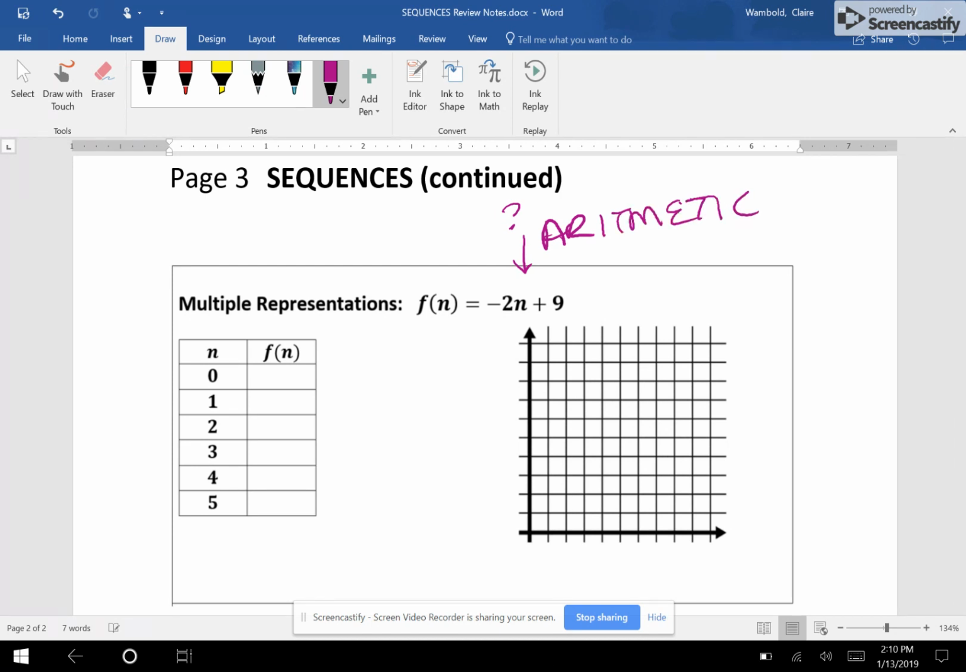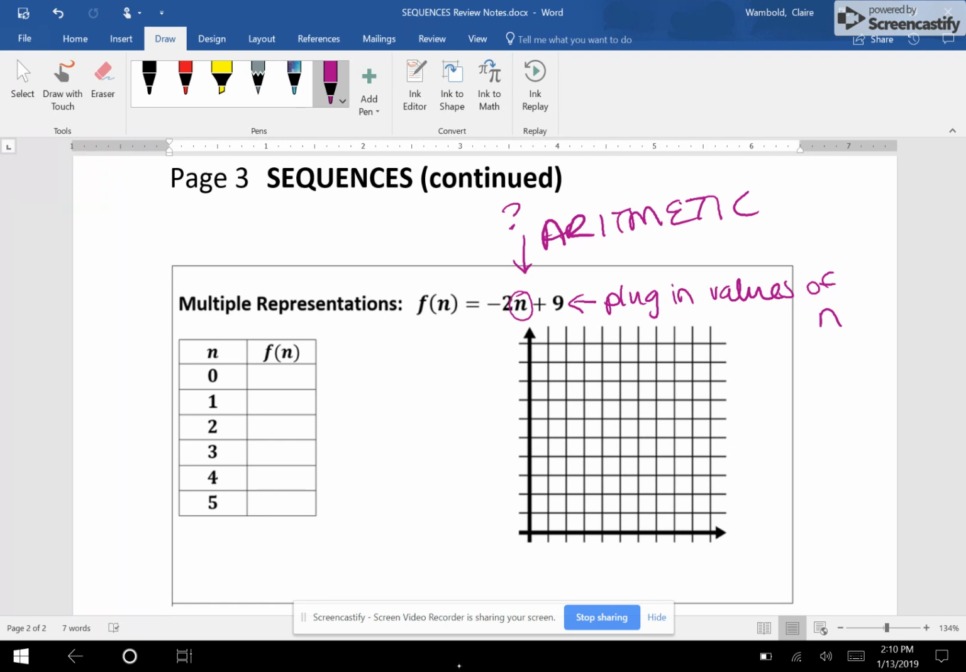Just a good way to check. I know that it has the form of an arithmetic formula, so I'm going to keep that in the back of my mind so that the rest of my representations match that. Now, in order to make a table from an equation, we plug in values of n. We plug in a number for n and evaluate it using our order of operations, and we come up with a value of f of n.